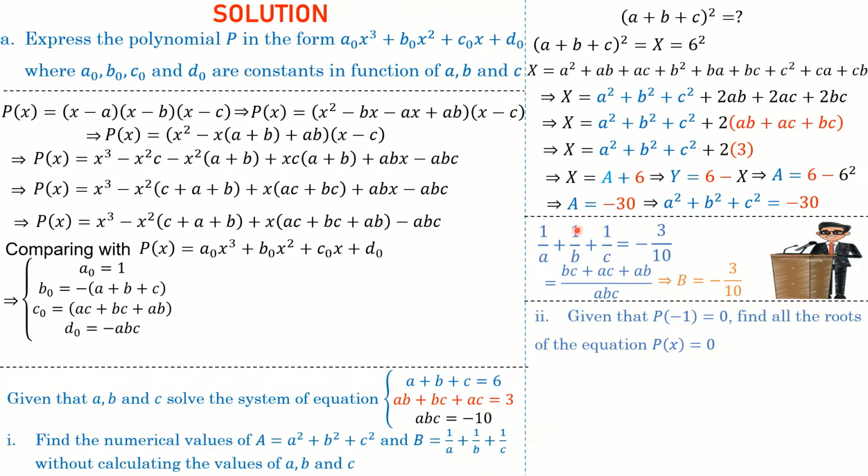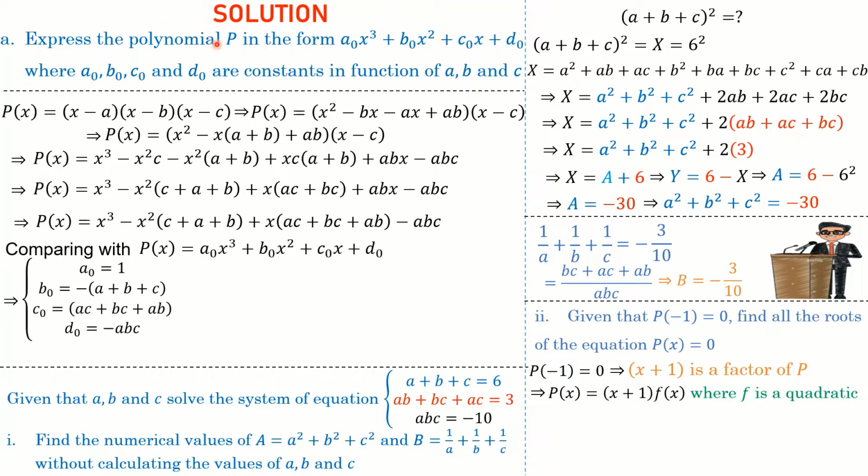So let us interpret the meaning of P of negative 1 equal to 0. P of negative 1 equal to 0 simply means that the linear factor x plus 1 is a factor. The linear function x plus 1 is a factor of my polynomial P. So with that, it means my P of x will be written as a product of its factors. So it is going to be written as x plus 1 times a certain function f of x, and f of x in this case is going to be a quadratic function.